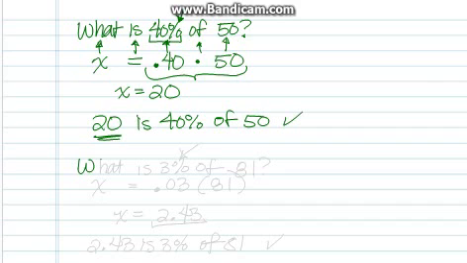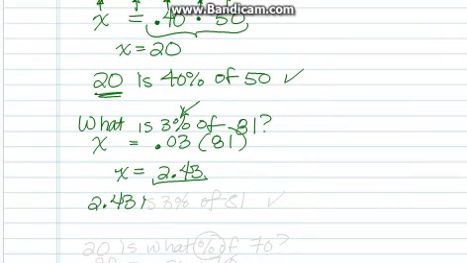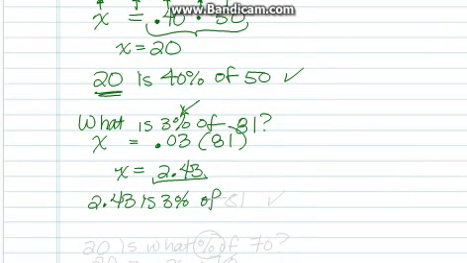Now if we go on to say, well, what is 3% of, say, 81? It follows the same way. We don't know what it is. We just know the percent is 0.03 times 81. So that gets us x is equal to 2.43, which should make sense. It's a small amount. 3% is small if you're thinking a whole is 100%. So we know that 2.43 is 3% of 81.